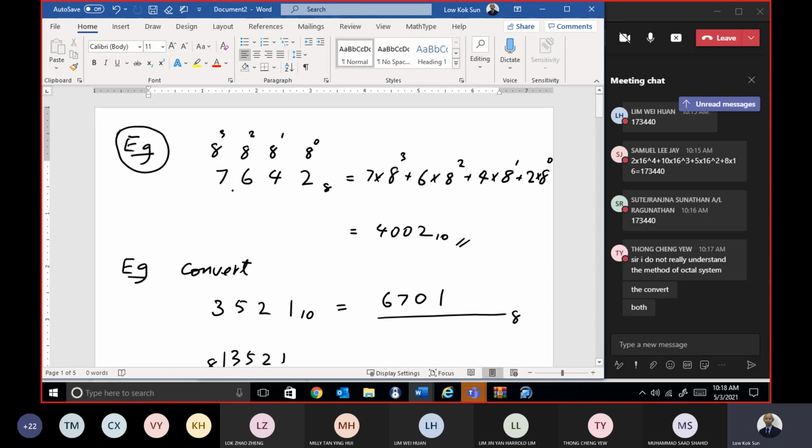Now, if you have an octal number, this is an octal number, the system 8. You want to convert this number 7642 into our ordinary number. So we have to look at the digits. Each digit has a different value. This 2 is in the position of 8 power 0.